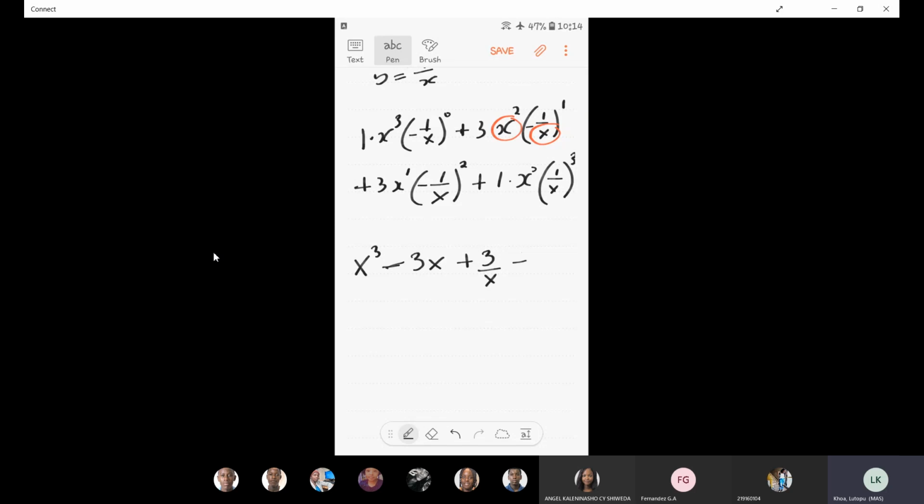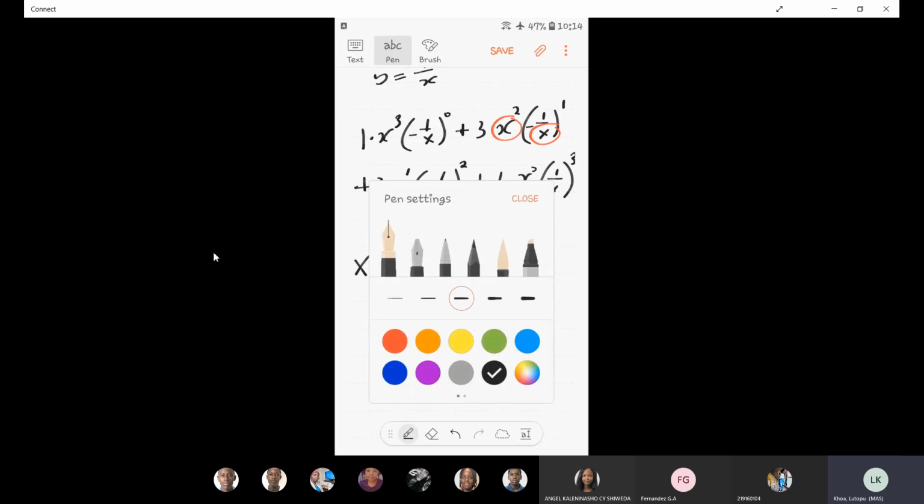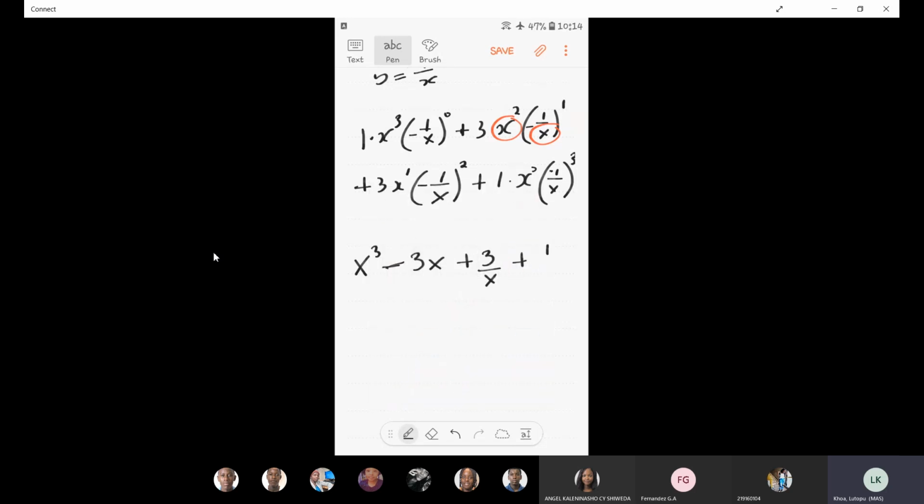And then for the last term, I will have 1 negative. So there's a negative sign over there. So the last term is negative 1 over x to the power of 3. Okay, so that is the expansion. Now, depending on what your exponent is, you'll notice that there may be some points where x is gone. Okay, so that is possible.